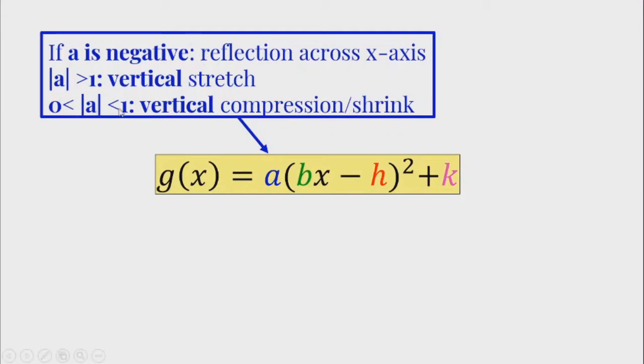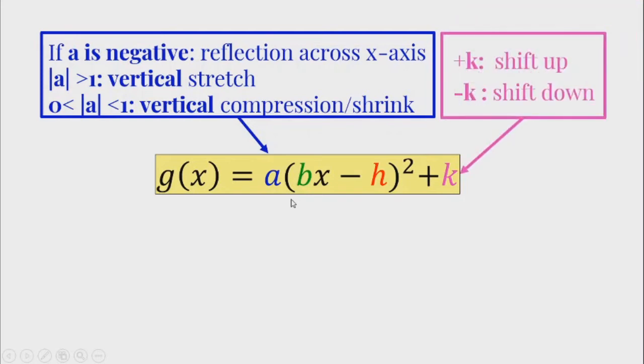So when the absolute value of a is between 0 and 1, so you are thinking about 0.1, 0.2, 0.3, 1/3, 5/6, fractions or decimals, you are going to have a vertical compression or shrink. So think about pressing down a soft ball along the vertical direction. You know that the ball will spread out on the side.